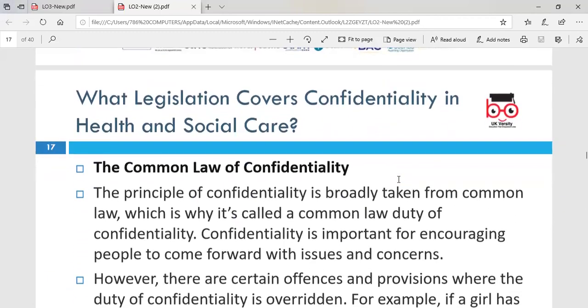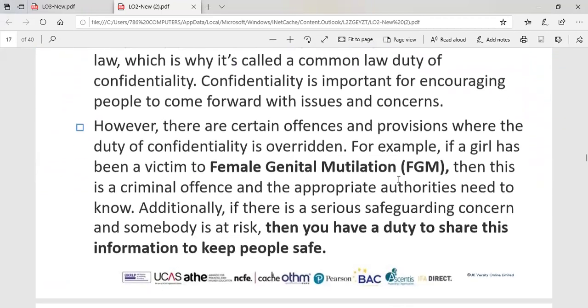So there are different legislations that cover confidentiality in health and social care. There's the common law of confidentiality. This principle is taken from the common law. It is important for encouraging people to come forward with issues and concerns if there's a confidentiality issue. So let's say there's a victim of female genital mutilation. There's a girl and she undergoes this, and this is a criminal offense, you know that, and you need to let the appropriate authorities know.